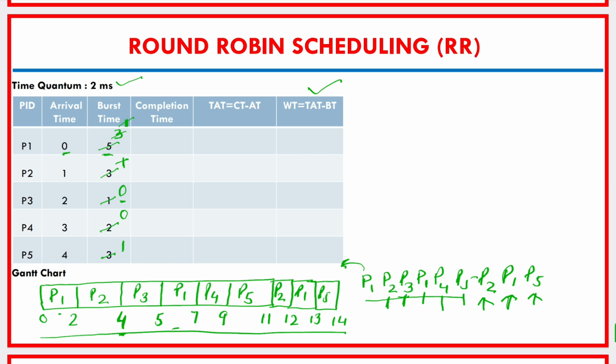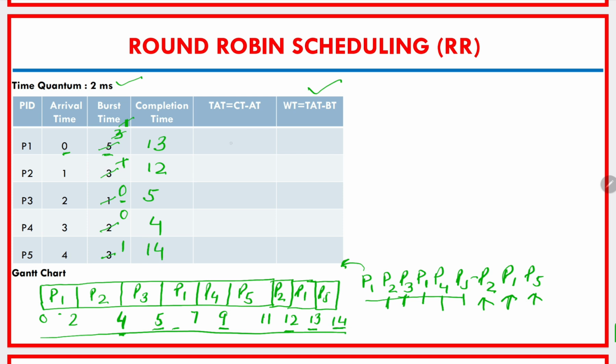If we see the completion time of P1, P1 completes at what span of time? Let's look at the entire Gantt chart and see the last entry of P1. So P1 completed at 13 milliseconds. So I'll put 13 as the completion time for P1. Then let's see P2. P2 completes at 12 milliseconds. P3 completes at 5 milliseconds. So 5 is the completion time of P3. Then for P4, the completion time is 4 milliseconds. And for P5, the completion time is 14 milliseconds.